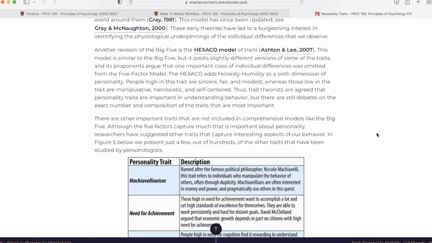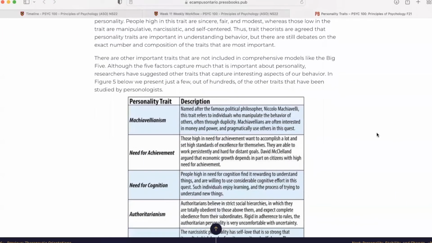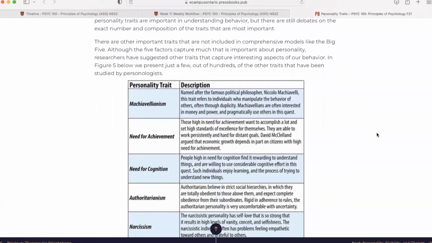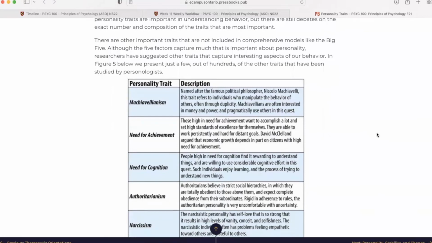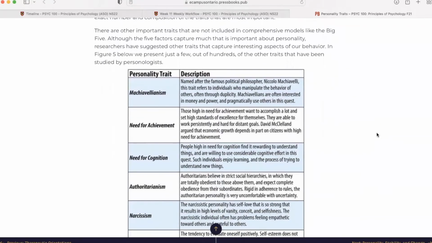Thus, trait theorists are agreed that personality traits are important in understanding behavior, but there are still debates on the exact number and composition of the traits that are most important. There are other important traits that are not included in the comprehensive models, like the Big Five. Although the five factors capture much that is important about personality, researchers have suggested other traits that capture interesting aspects of our behavior. There is a figure here that presents just a few out of hundreds of other traits that have been studied by personologists. I like that word.